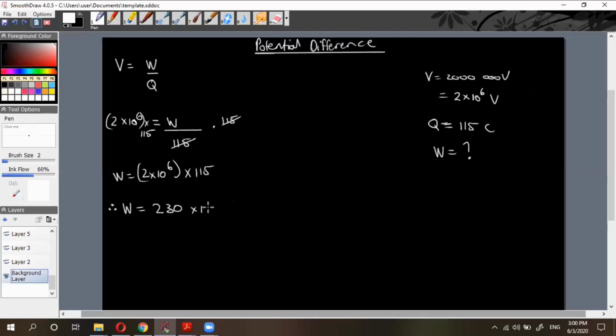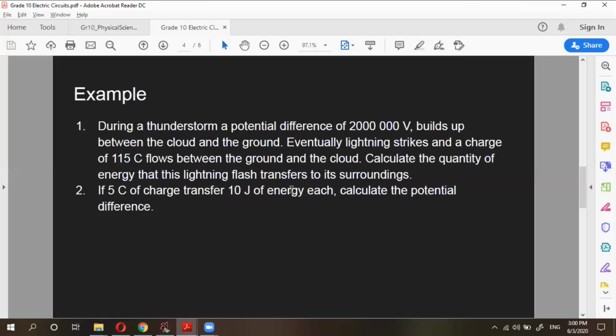Alex, finish that answer off for me, please. What is energy measured in? Coulomb? For this one it'd be volts. So volts is potential difference. Coulombs is charge. It starts with the letter of my name. Joules. There we go. 230 times 10 to the power of 6 joules. That is the quantity of energy that the lightning flash transfers.